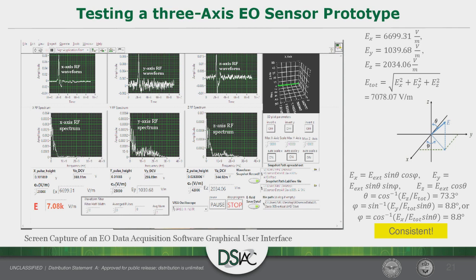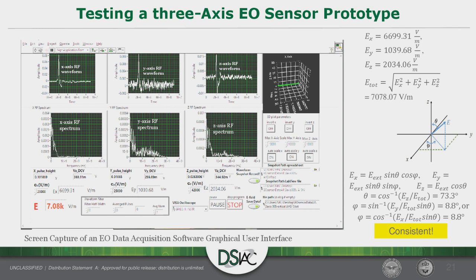Our data acquisition system, which we developed, can take the X, Y, Z components of the RF field and show the waveform and measure the E field strength, X component, Y component, Z component. Now the X component is about 6,700 volt per meter. The Y component is about 1,000 volt per meter. The Z component is 2,000 volt per meter.